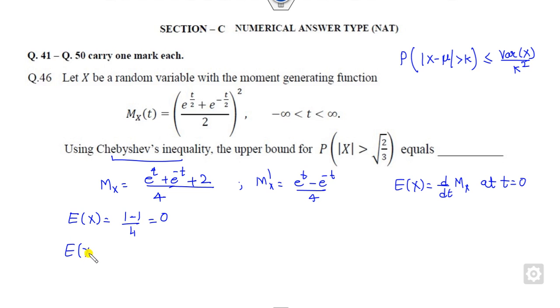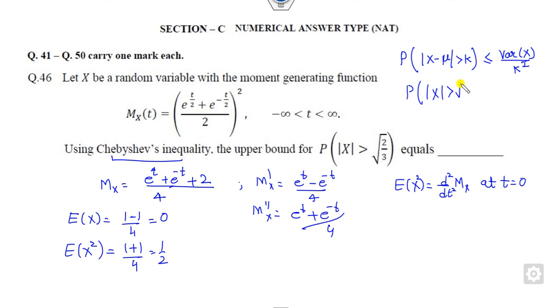Similarly, in order to find the variance, we need the E of X square. We need to find the second derivative at 0. What is the second derivative of this? It is e raised to power t plus e raised to power minus t over 4. So this is 1 plus 1 by 4, which is 2. Therefore, if you substitute here, X is 0 and this k is root 2 by 3, so it is less than the variance over k square, 2 by 3. What is the variance?